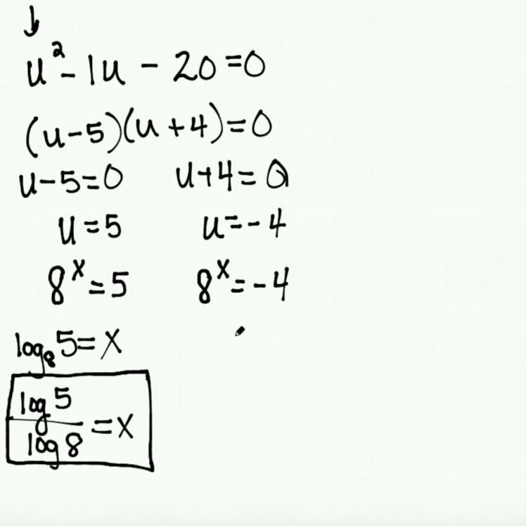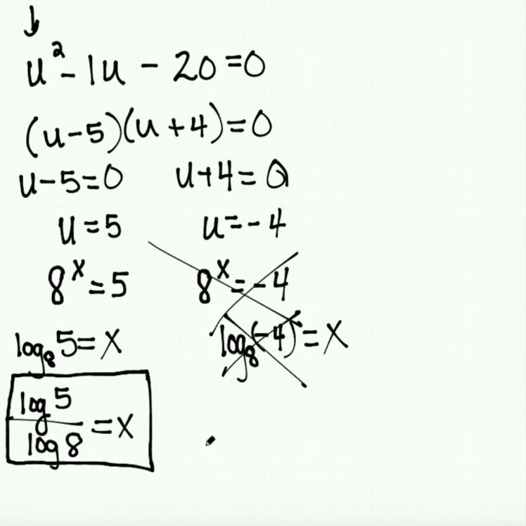Now over here, I'm going to do the same thing. I'm going to rewrite it as log base 8 of negative 4 is equal to x. Well, I know that I cannot take the log of a negative number, so this piece is not going to work. So I just have this one answer, log of 5 divided by log of 8.